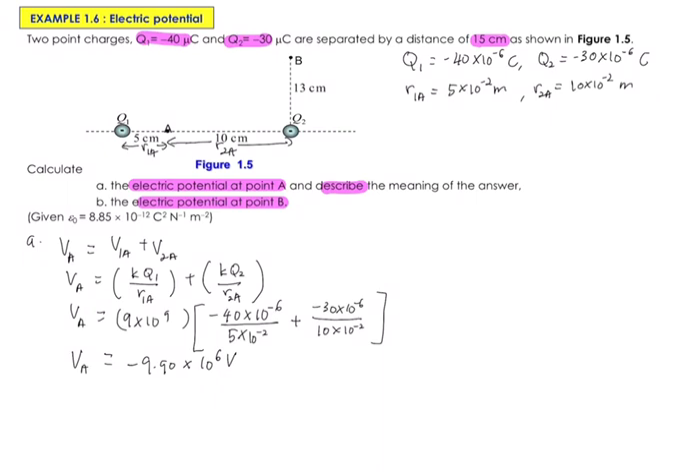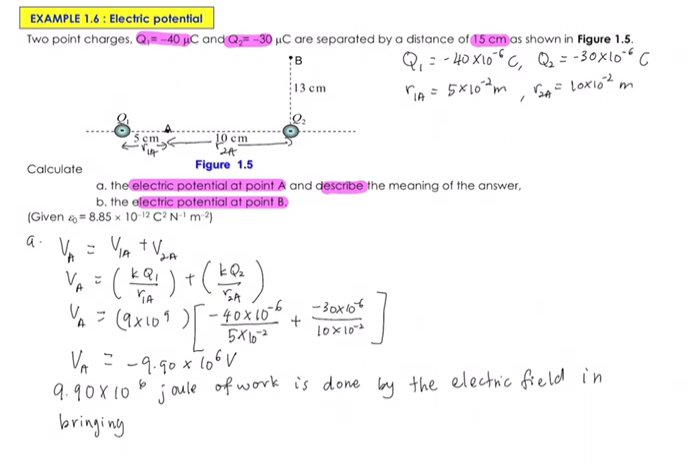So, describe the meaning of the answer. 9.9 times 10 power of 6 joule of work is done by the electric field in bringing 1 coulomb of positive charge from infinity to the point A.